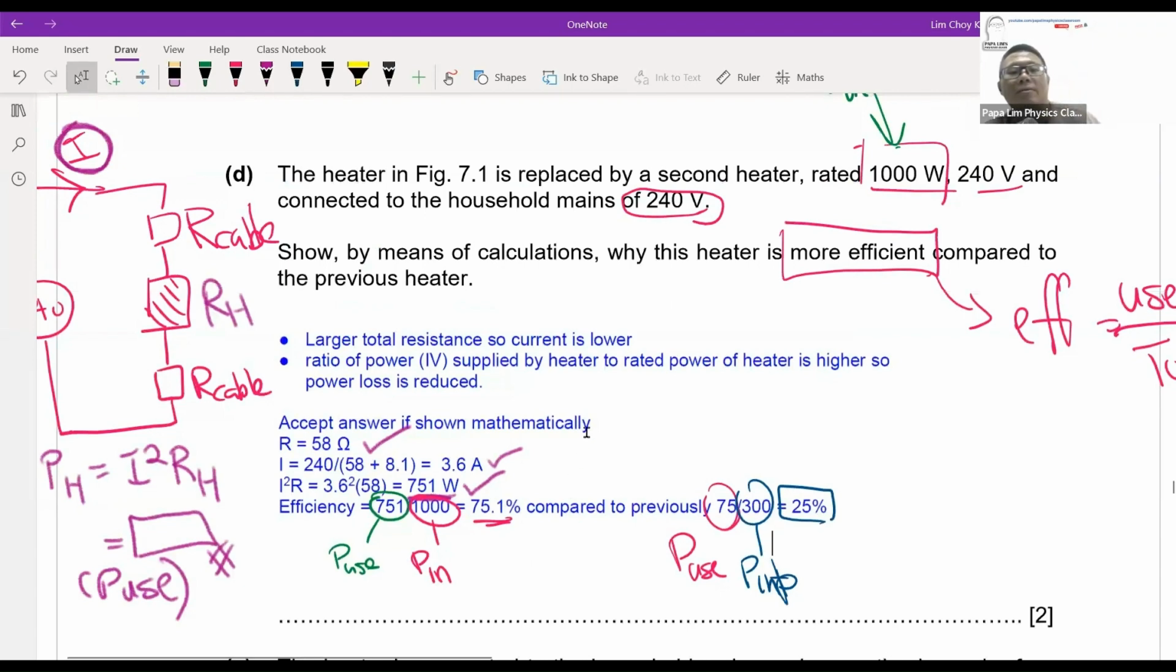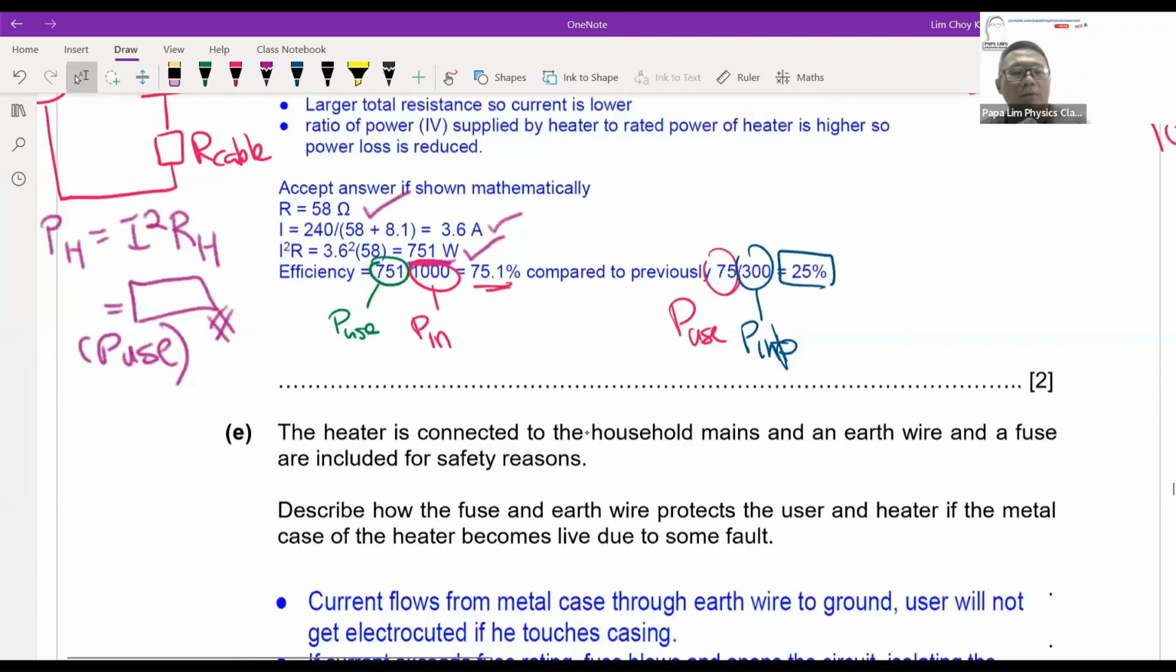Now, what happens is that the question linked it to an earth wire and a fuse, for safety reasons. Now the question explicitly tells us to explain how the fuse and earth wire protect the user, earth and fuse. So students, you have to take note, we are not just looking at the fuse or the earth wire, we are looking at both of them.